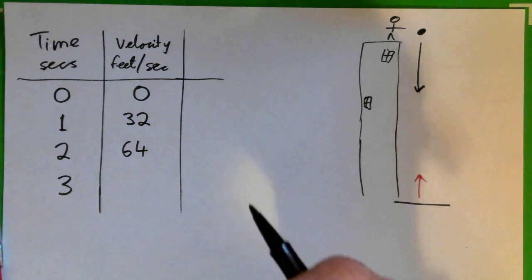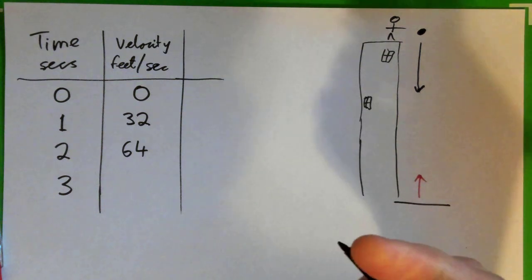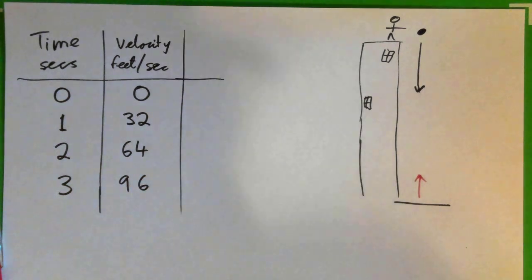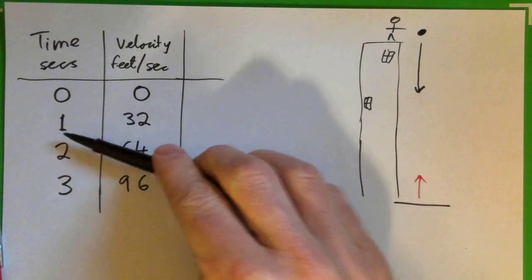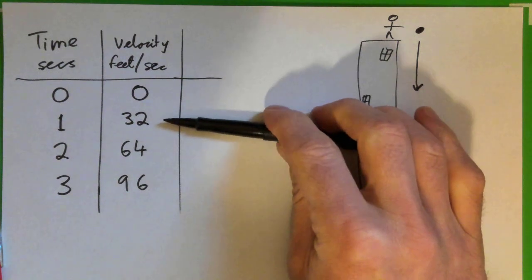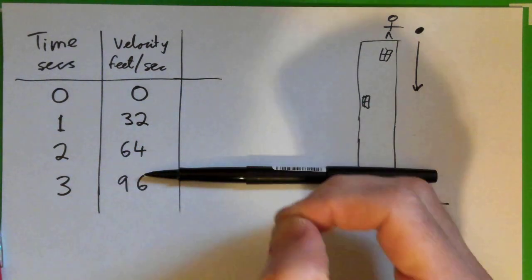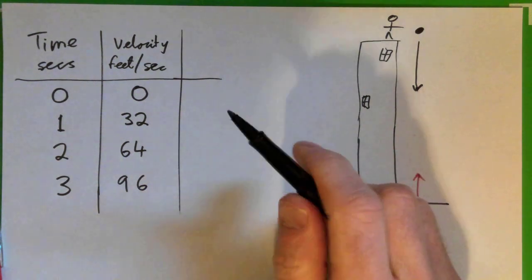After 3 seconds, the speed has increased again by 32 feet per second. So it'll be at 96 feet per second is the new speed. So after 1 second, the rock is going 32 feet per second. After 2 seconds, it's going even faster, 64 feet per second. After 3 seconds, it's going even faster, 96 feet per second, right?